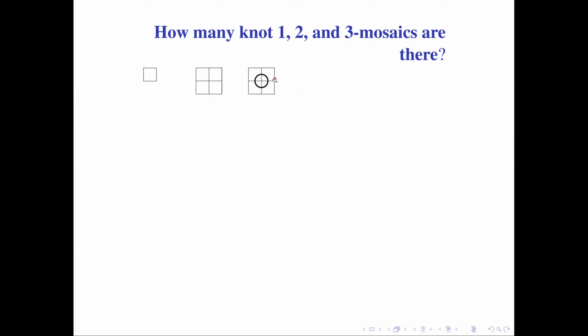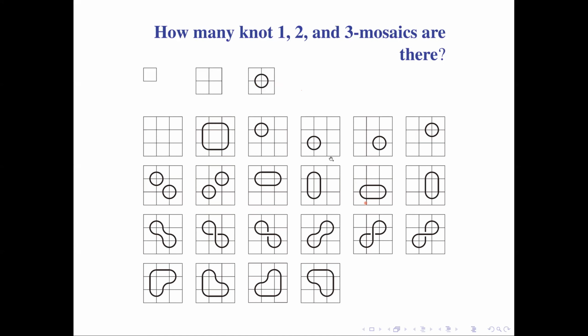First of all, how many knot 1-mosaics, knot 2-mosaics, and knot 3-mosaics are there? There is only 1 knot 1-mosaic, and 2 knot 2-mosaics. And in the appendix of Lomonaco and Kaufman's paper, they gave a complete table of all knot 3-mosaics. There are 22 in total. And in our study, we generalize their question to rectangular form.